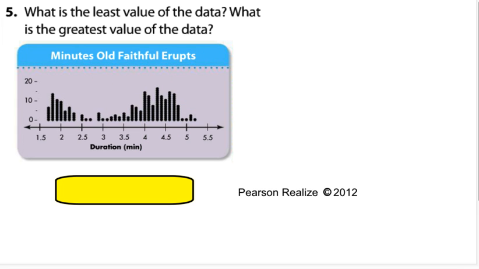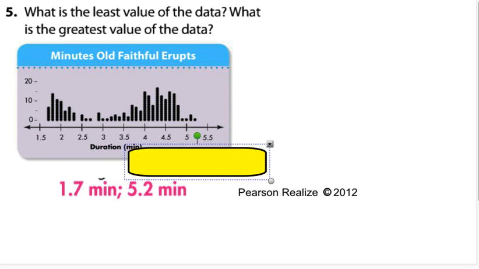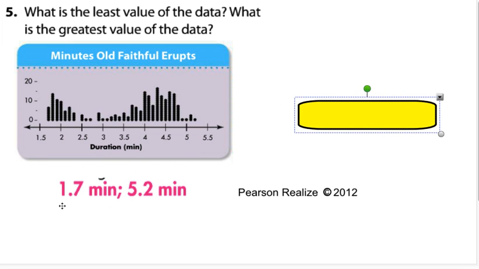One more question. See if you can answer question number 5. What is the least value of the data? What is the greatest value of the data? Alright, in this case you can see that the least value of the data is 1 7/10 minutes, which would be right about here, 1 7/10. And then the greatest value is 5 2/10.